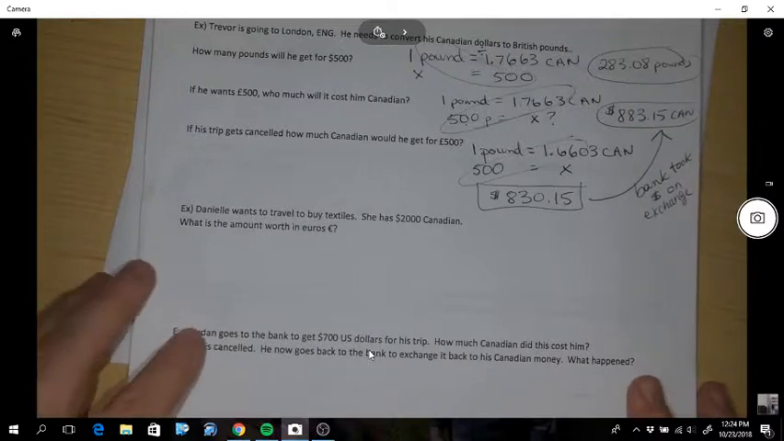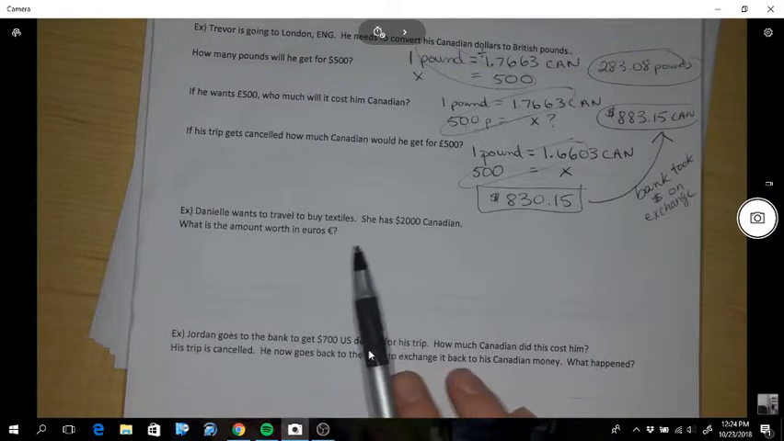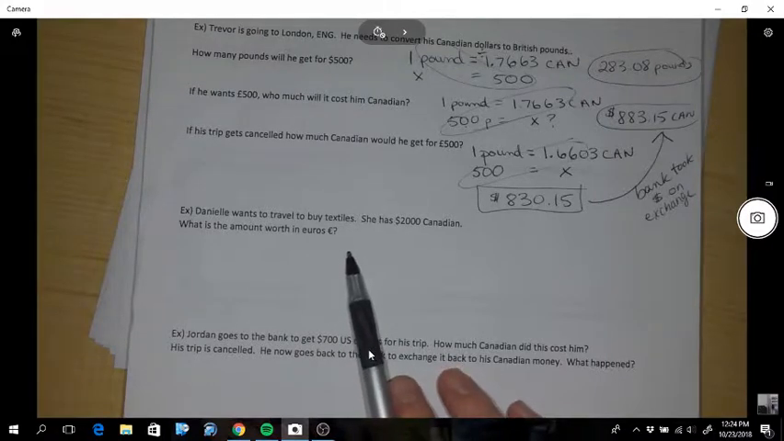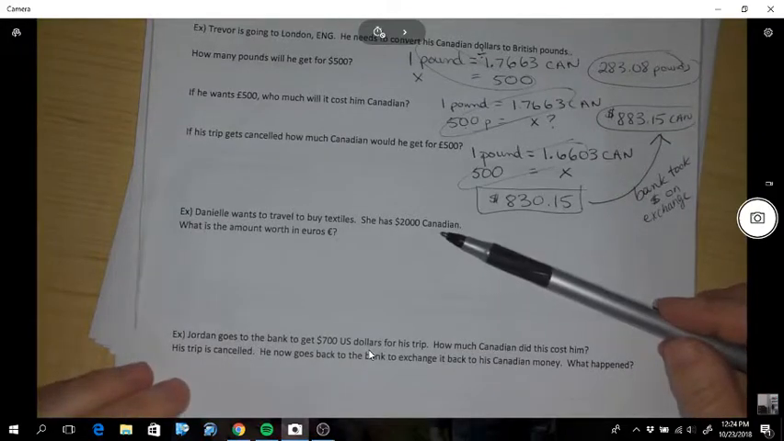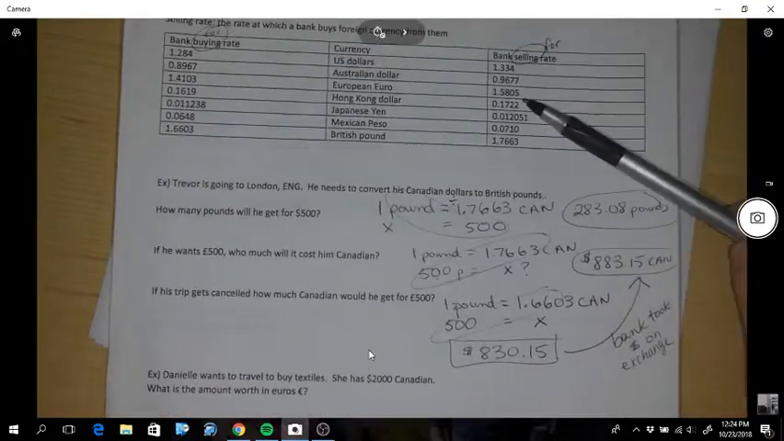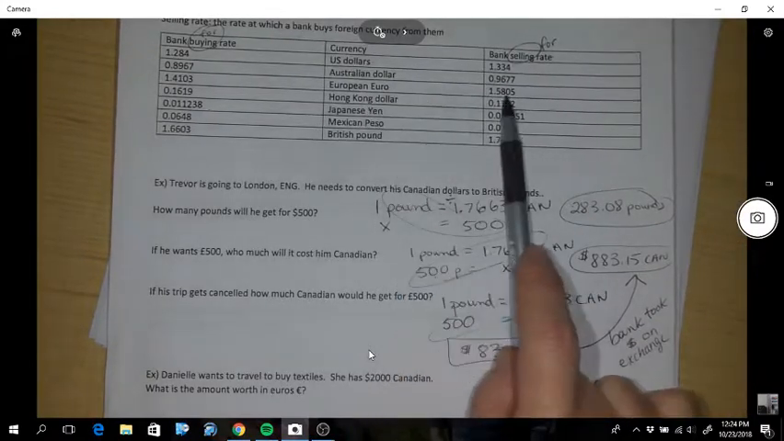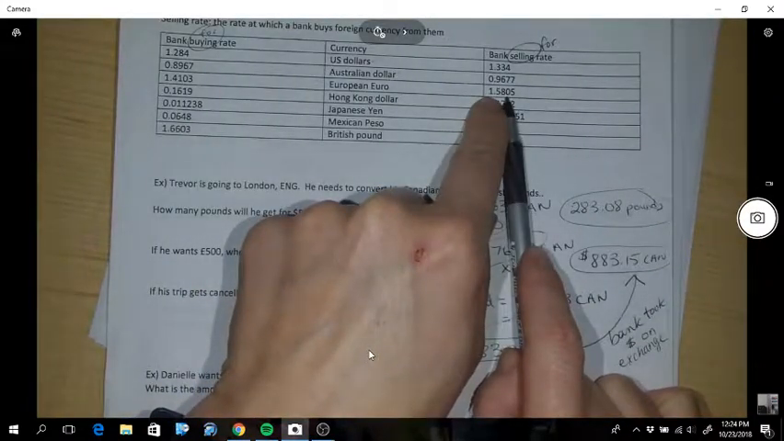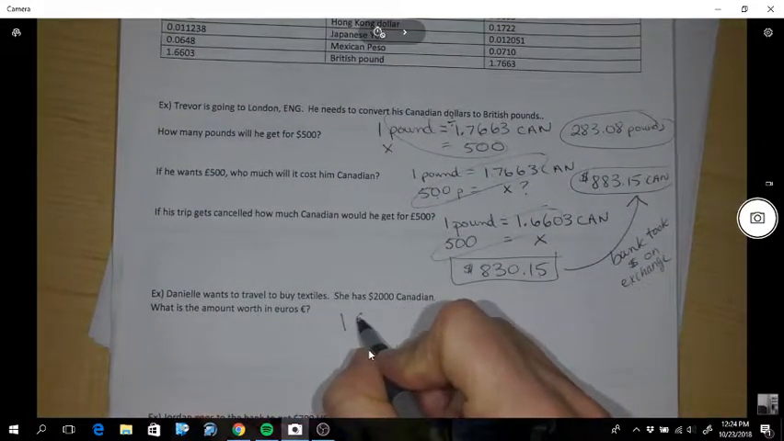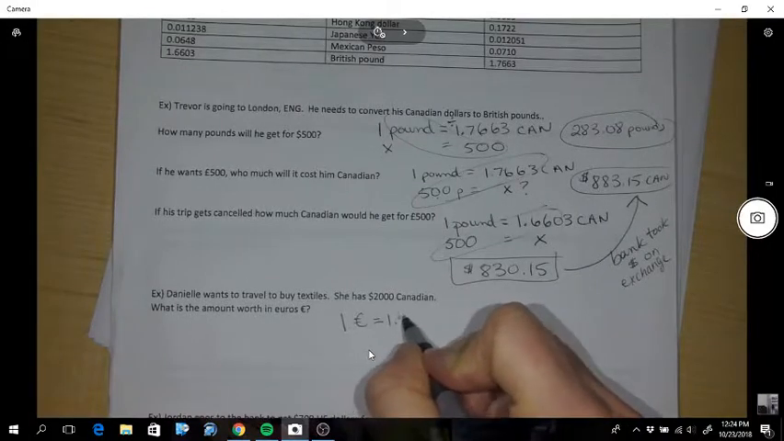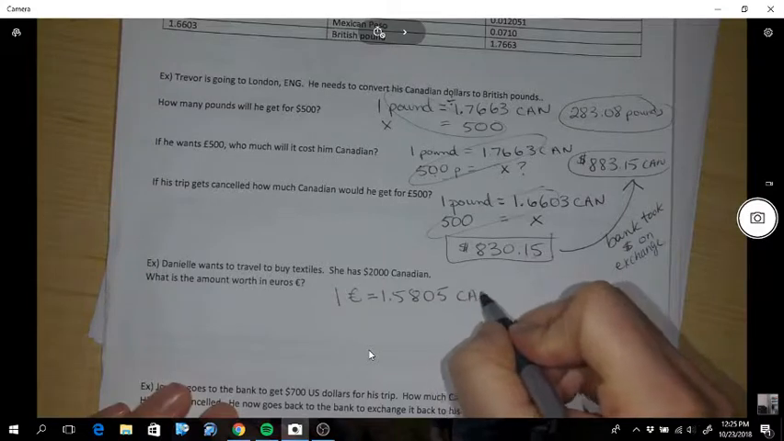Okay, number 2. Danielle wants to travel to buy textiles. She has 2,000 Canadian. What is that amount in euros? So she wants to take her 2,000 Canadian to the bank. So they're going to sell her the foreign money, right? So we're euros. So 1.5805. So 1 euro would cost $1.5805 Canadian.